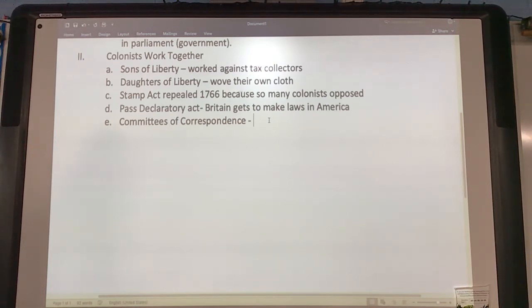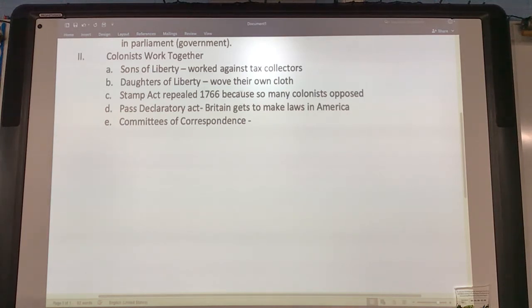Kenny? People protesting against the Declaratory Act. No, it wasn't them. In general, they are protesting all of these. I don't want to say they're not, but that wasn't necessarily the purpose of this committee. Maya?